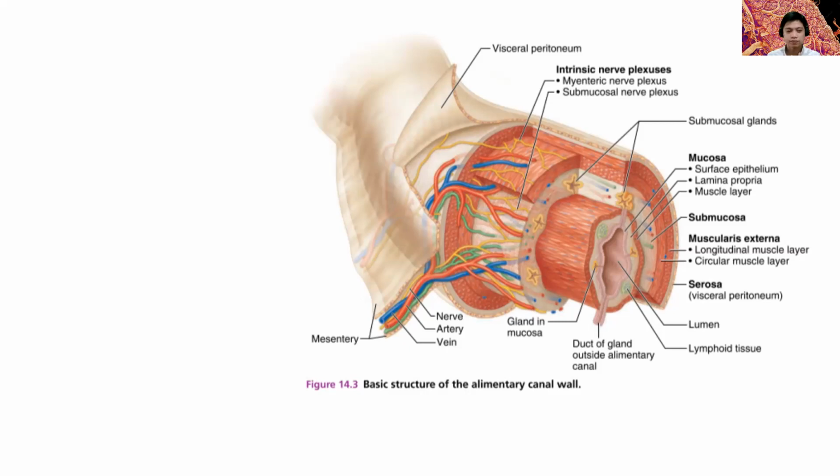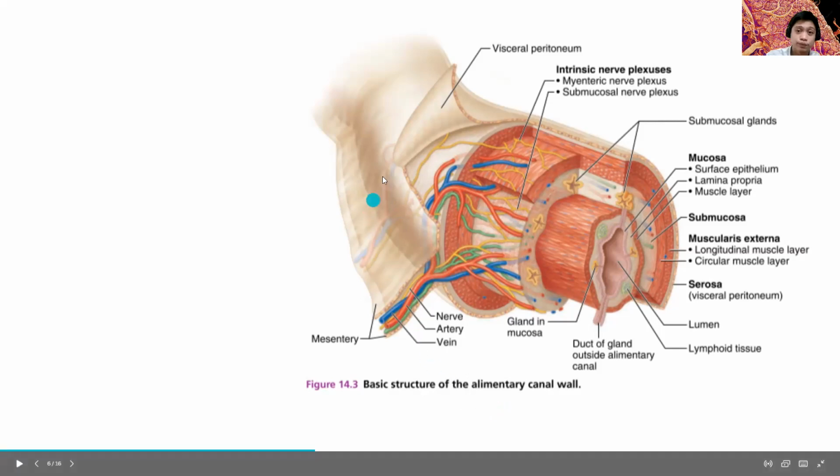Meron silang basic structure that will just be modified as you go more distal the alimentary tract. So ulitin ko, it's a tubular structure from mouth to anus. And that tubular structure has a wall. That wall will have similar components all throughout the alimentary tract. Okay, so let's start from the outside portion.